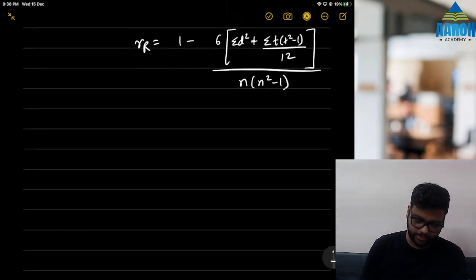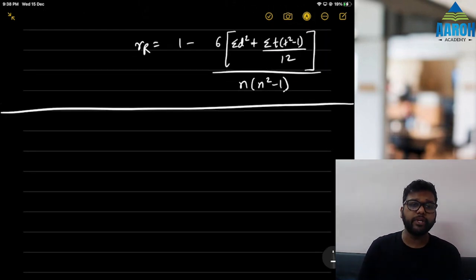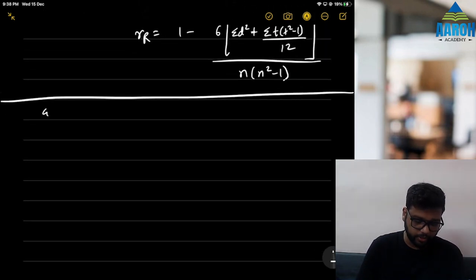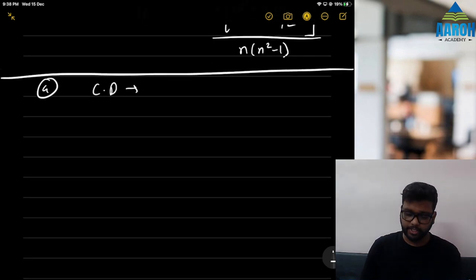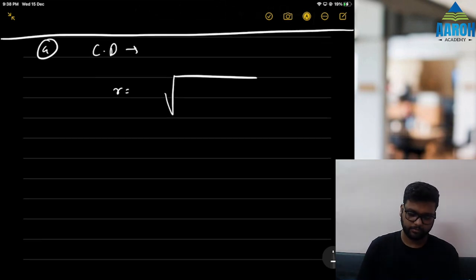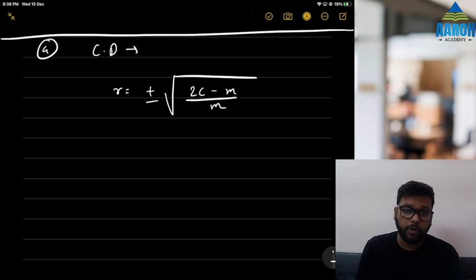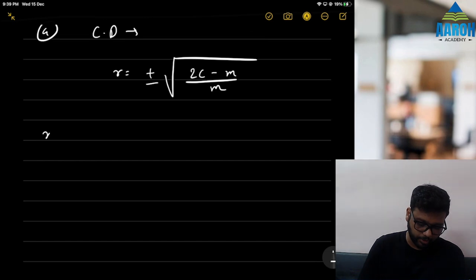for ties. And last measure of correlation is coefficient of concurrent deviations. Anyone, concurrent deviations formula is? Plus or minus 2c minus m upon m. Correct. 2c minus m upon m. We decide whether it is plus or minus depending on the part in root. Let's take one example quickly.